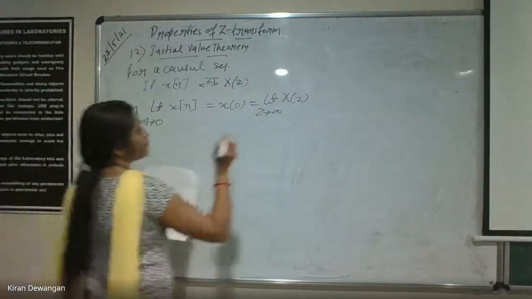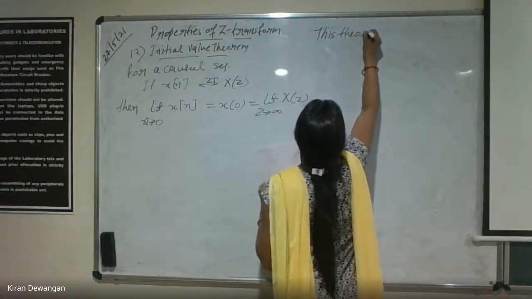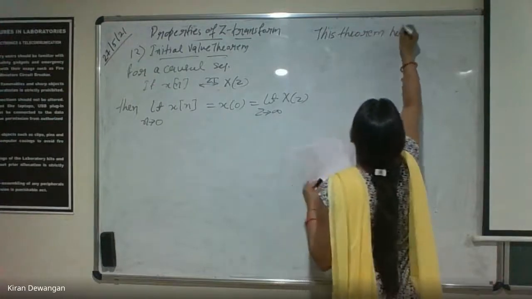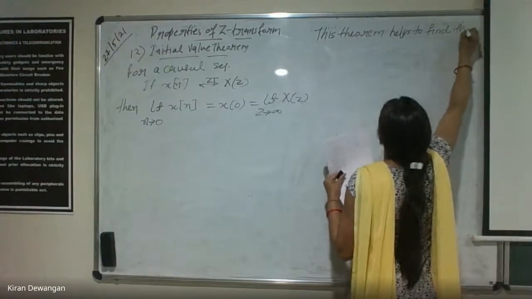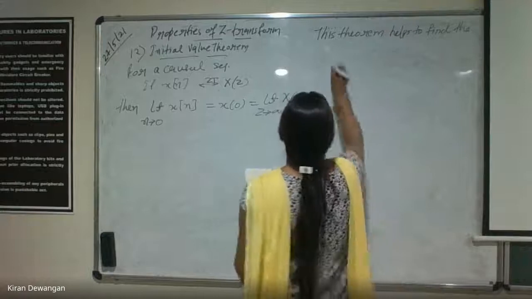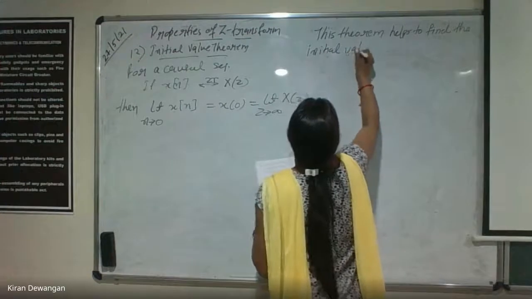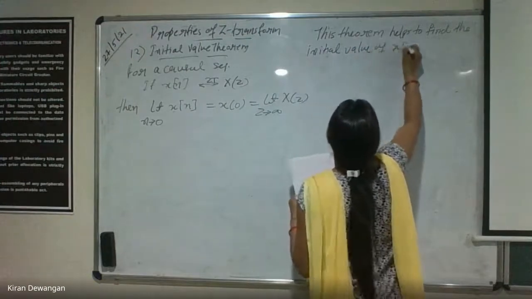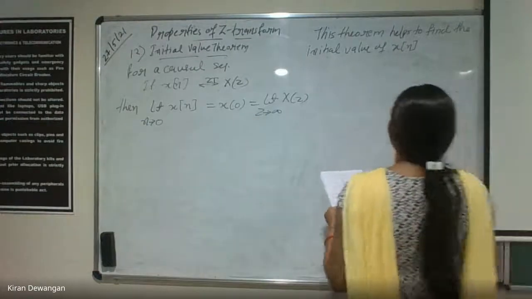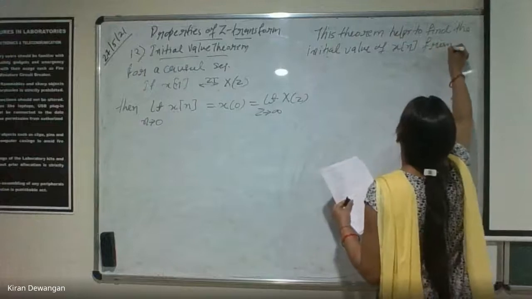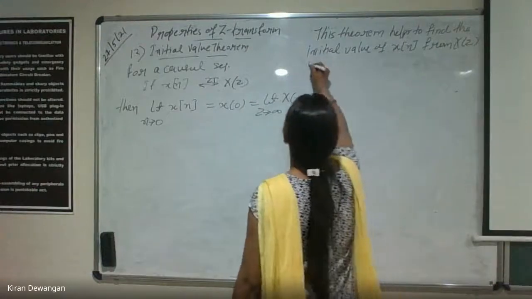Now this theorem helps to find the initial value of xn. Initial value of xn, x of 0 is nothing but the initial value of xn from x of z, without taking its inverse z transform.